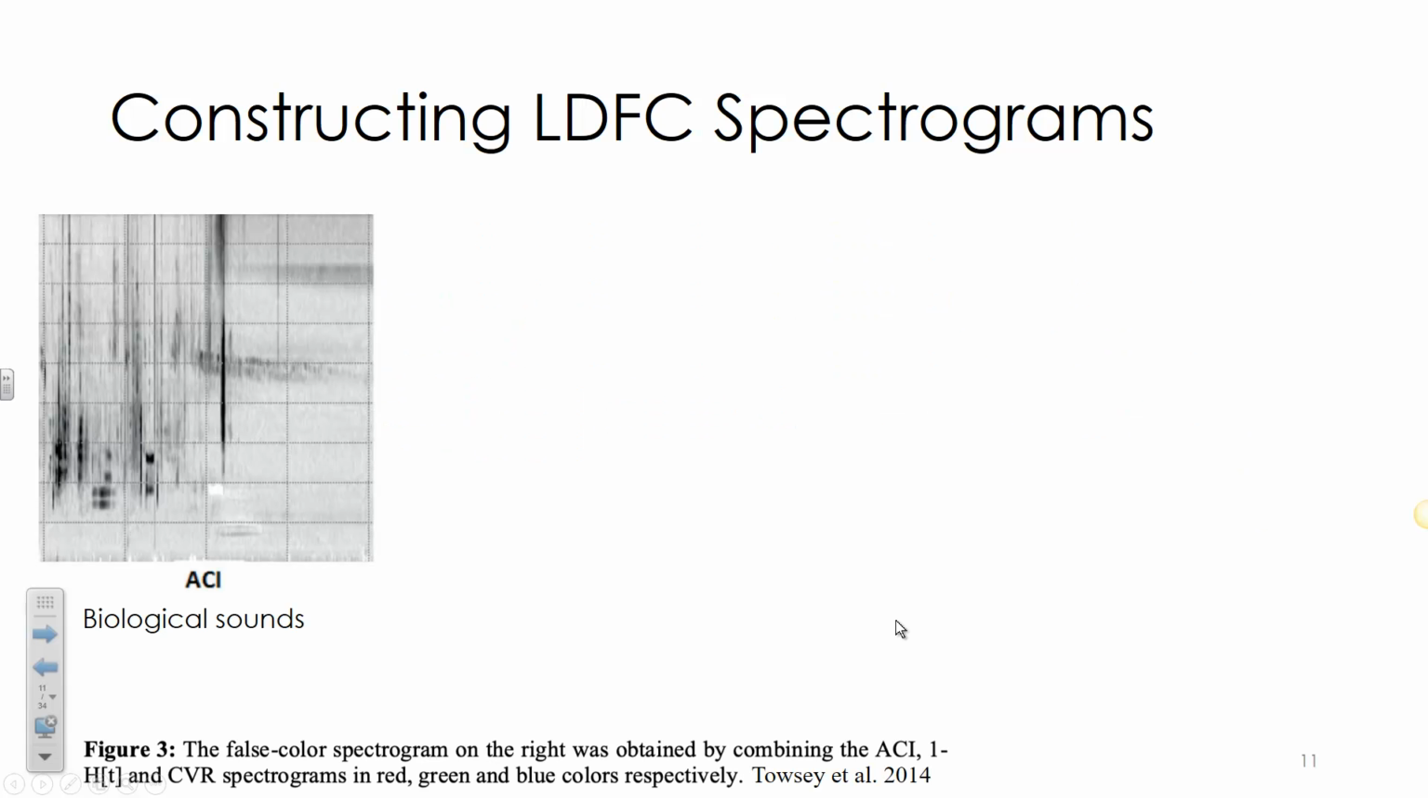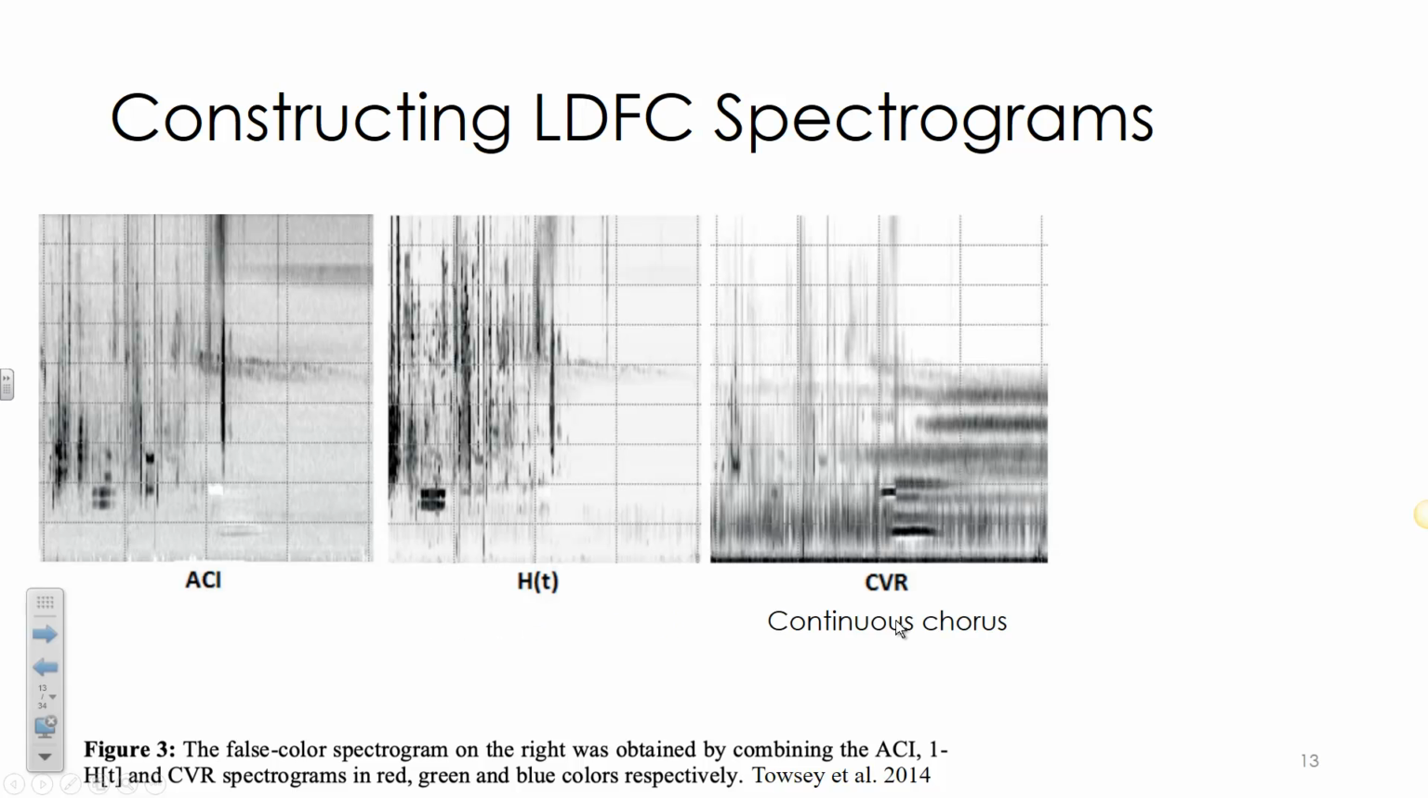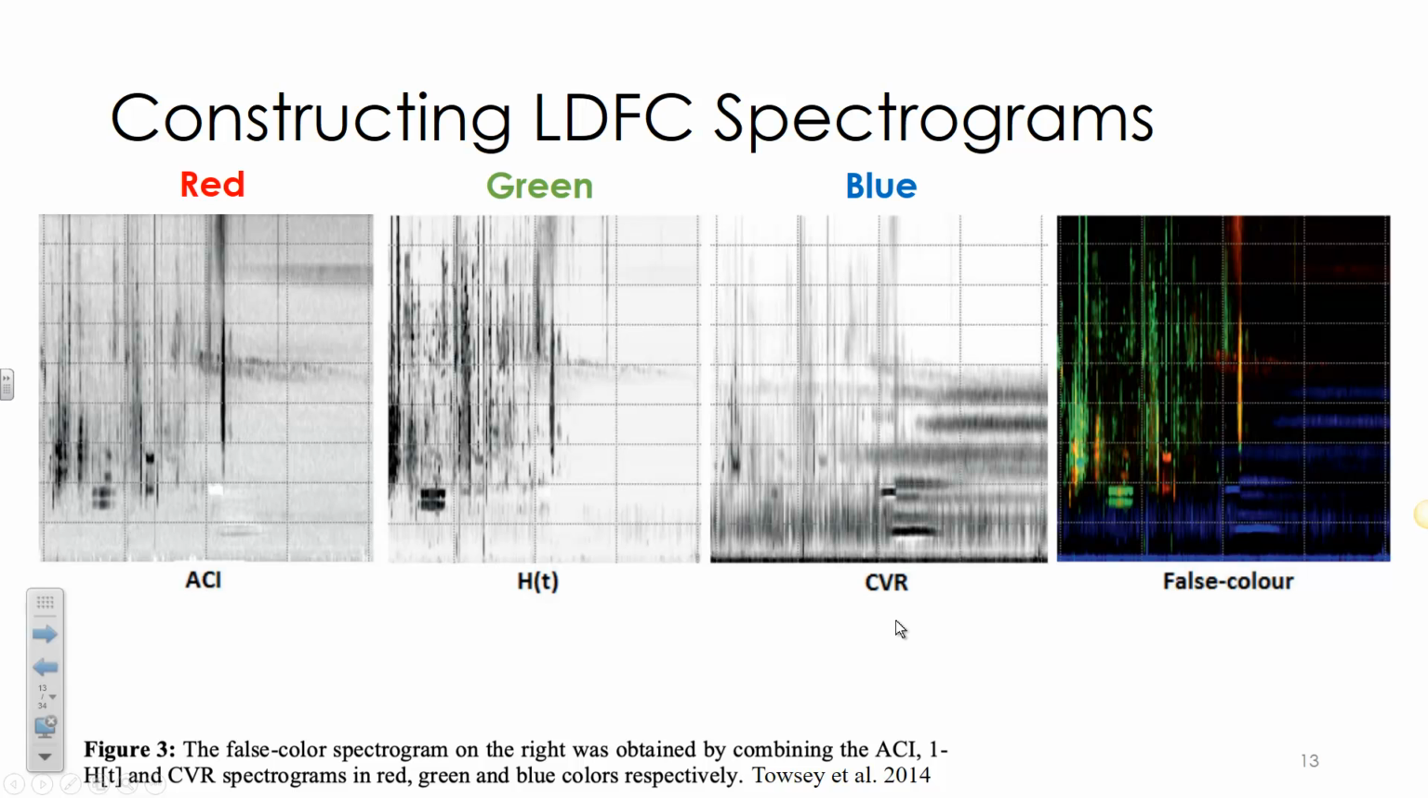And so I'll build one for you now. Here I calculated ACI from a recording, and that's really good for identifying biological sounds in general. Then they calculated spectral entropy, which is good for detecting strong but infrequent calls. And then lastly, they calculated cover. This is how loud sounds were in different bins of the spectrogram, and this is really good at picking out continuous choruses. So then they plotted this to the red, green, and blue and come up with this false color spectrogram here.